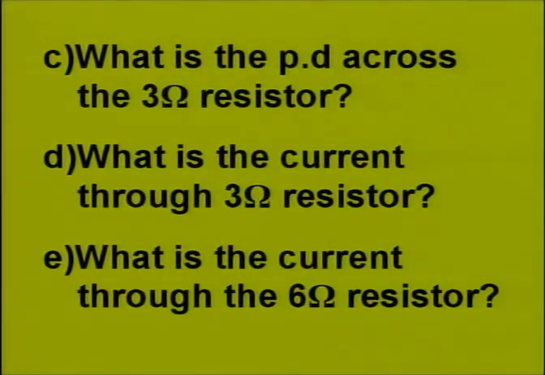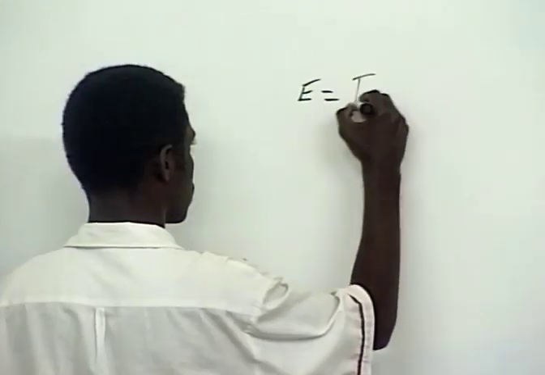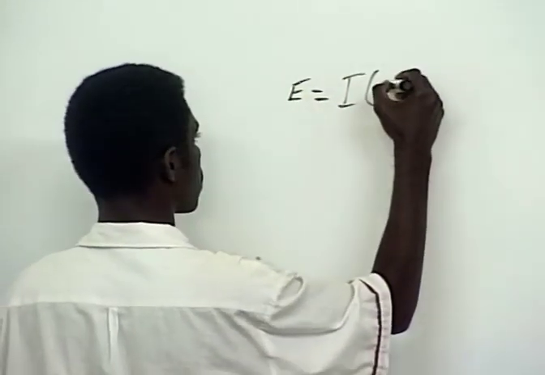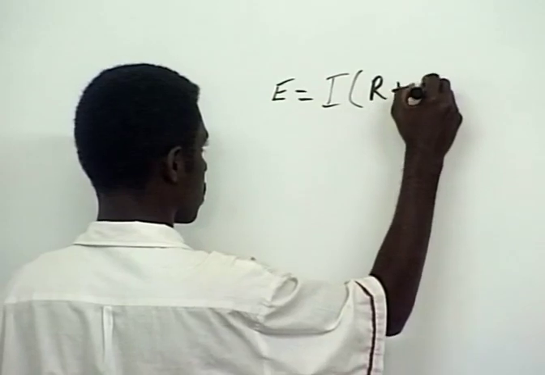What is the PD across the combined resistance? Okay, if it is the PD across the combined resistance, then it will be 6 times 2. Okay, I times R, then you get 12.